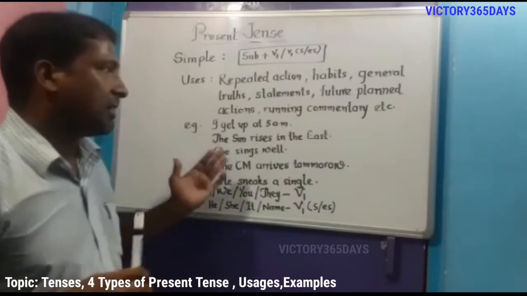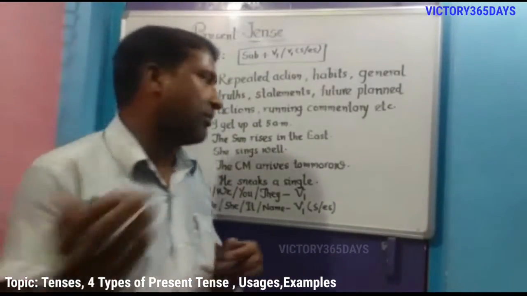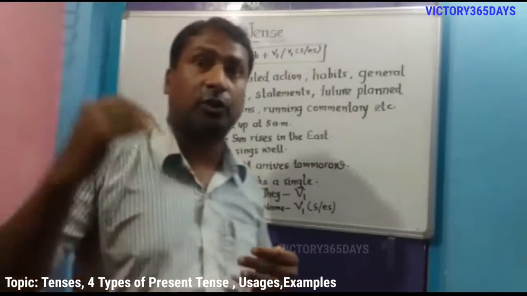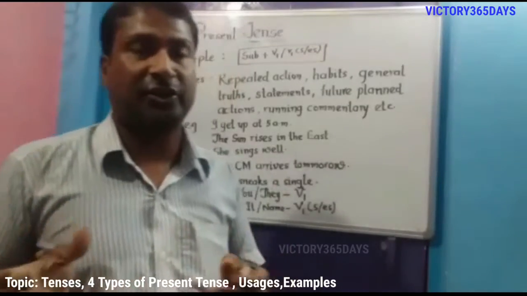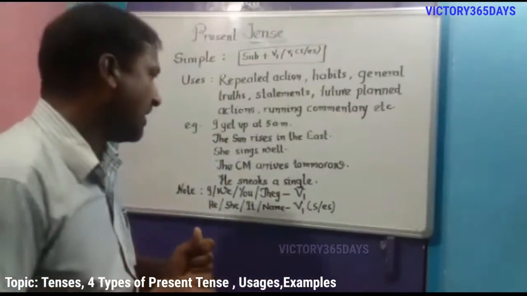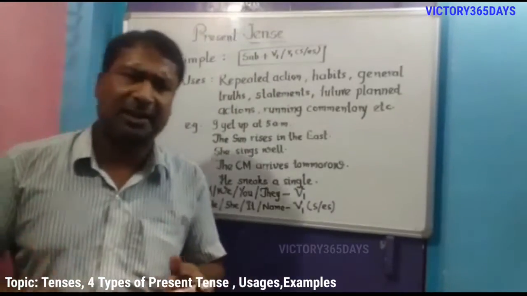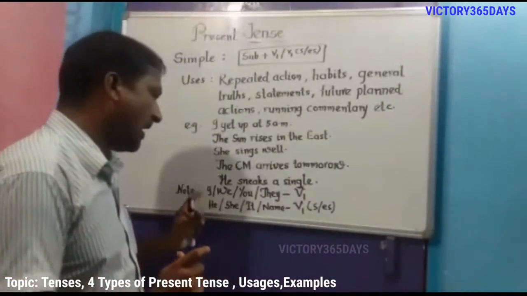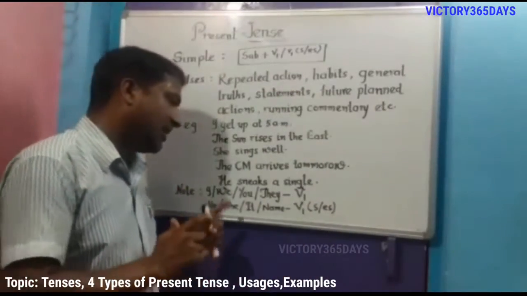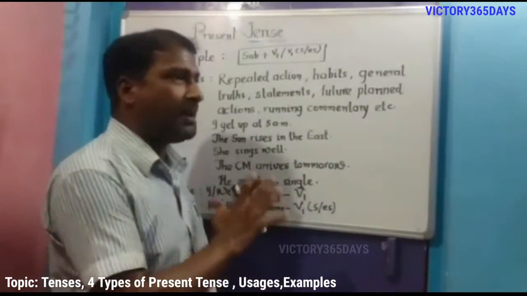Next, the future planned action. The chief minister arrives tomorrow morning. Or my father goes to Mumbai tomorrow. Like this also, future planned action you can express in simple present tense. And next, running commentary or describing any summary, then you can use simple present tense. Depending on the subject, if the subject is I, we, you, they, there you only use the verb V1 form. Whenever you find he, she, it or a name, you write the verb along with s or es. This is simple present tense.